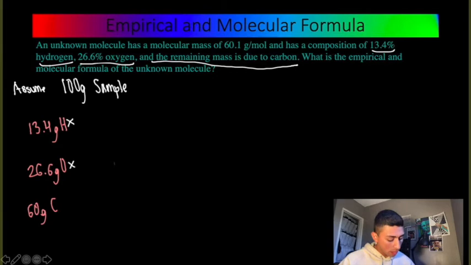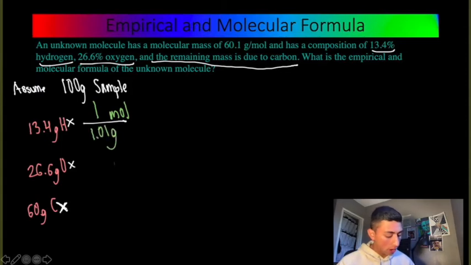Now, what you want to do next is convert these. Remember, in the last problem, the step we did after we assumed that we had a 100-gram sample and wrote out the number of grams that correspond to each element was converting that number of grams to number of moles of that particular element. So we're going to convert hydrogen first. We want moles of hydrogen up here. So for every 1 mole of hydrogen, how many grams do you have? You have essentially 1.01 grams of hydrogen.